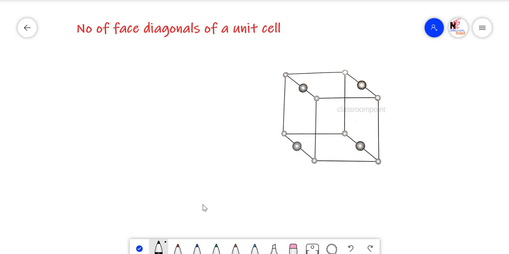Now let us discuss the number of face diagonals of a unit cell. If you connect two opposite corners along the face, it is called the face diagonal. Now I am connecting these two opposite corner points of the face. Each face has two face diagonals. Like that, there are 6 faces. So 6 into 2 equals totally 12 per unit cell.